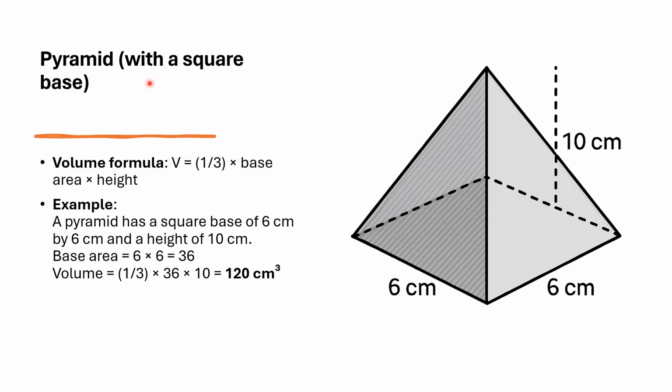In the example of a pyramid with a square base, the volume formula is 1/3 times the base area times the height, so it's this area right here, times the height measured from the center up to the apex of the pyramid. So a pyramid has a base of 6 by 6, so that's going to be 36 square centimeters, the area of the base, and then times the height, which is 10. So we take the formula 1/3 times the base area times the height, which gives us 120 cubic centimeters.